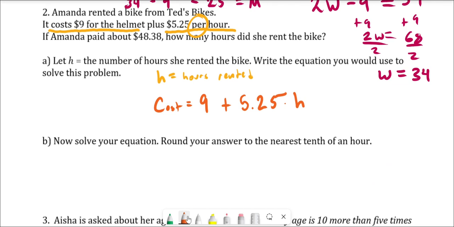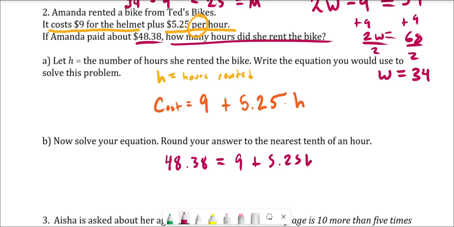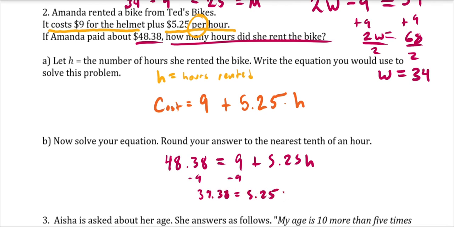To solve this, right, we plug in the remaining piece of information, that she spent $48.38, and we are going to solve now for h. This is the question. How many hours did she rent the bike for, right? Well, all we have to do now is solve for h. We subtract 9 from both sides. 48.38 minus 9 is 39.38. So 39.38 is equal to 5.25 times h.